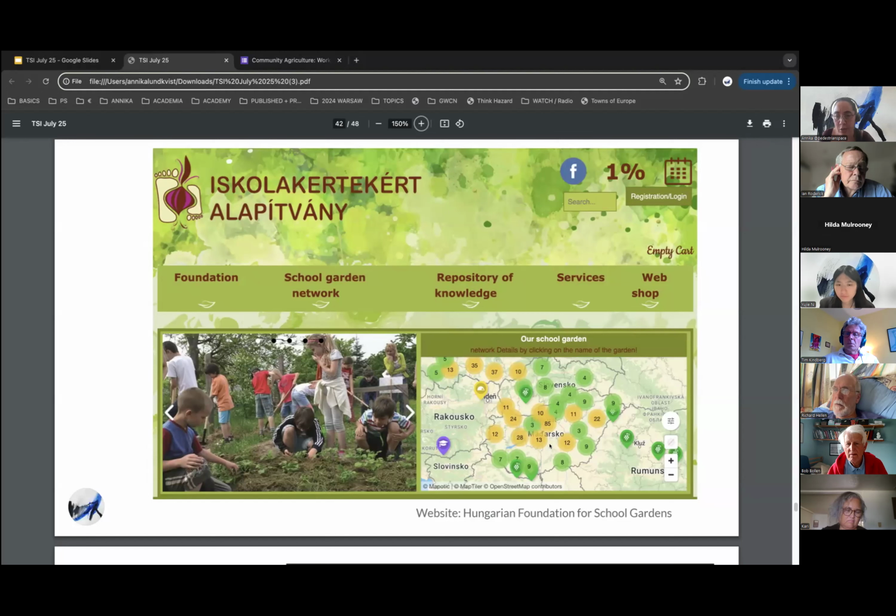There are so many. So I will be in Hungary later this year, later this summer. So I'm looking forward to hopefully visiting a few. And I find this really exciting. How do we mainstream school gardens? Well, there's an example right there that I believe is also in the Czech Republic, embedding it in the national curriculum.